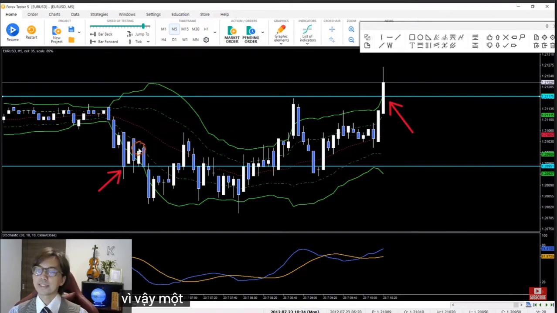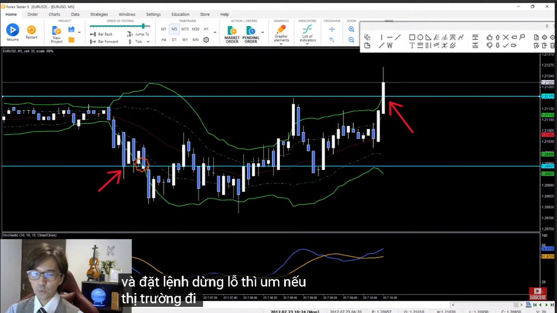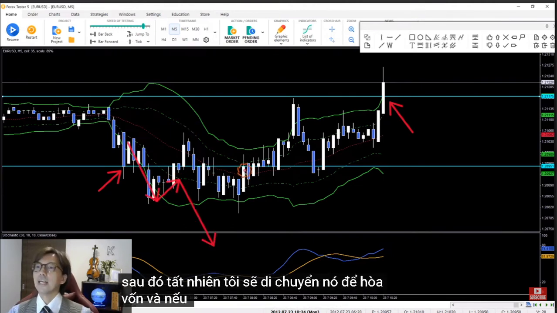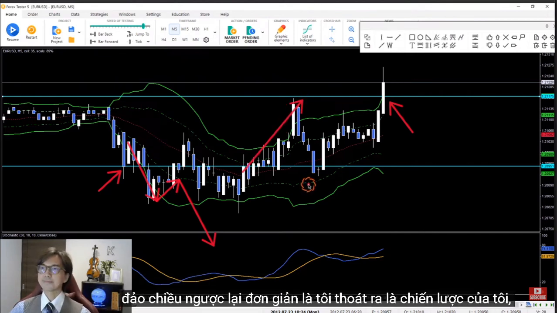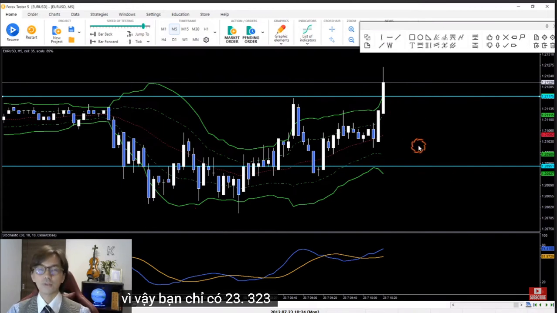So once I set the sell and place a stop loss, if the market goes downwards this way, then of course I will move it to break even. And if it reverses backwards, I simply exit. That is my strategy. So you only have 23 pips of stop loss, and you look for the re-entry chance.